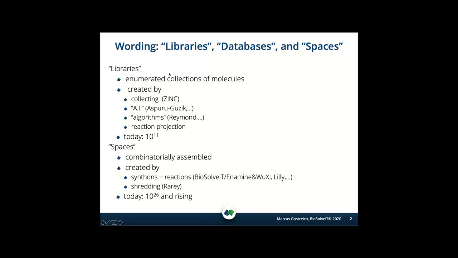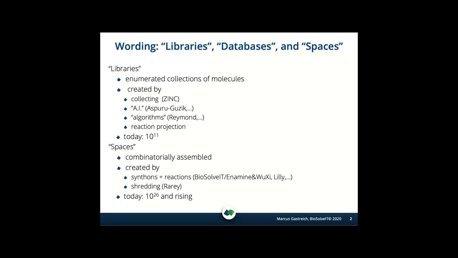So, introduction. I noticed that many people actually used synonymously the words libraries, spaces, databases, etc., etc. And I thought that perhaps it should be made clear that when we talk about libraries, usually we refer to libraries as enumerated collections of molecules. So what does enumerate mean? Enumerate essentially for the information scientists means that you would touch every instance, every molecule of a database.